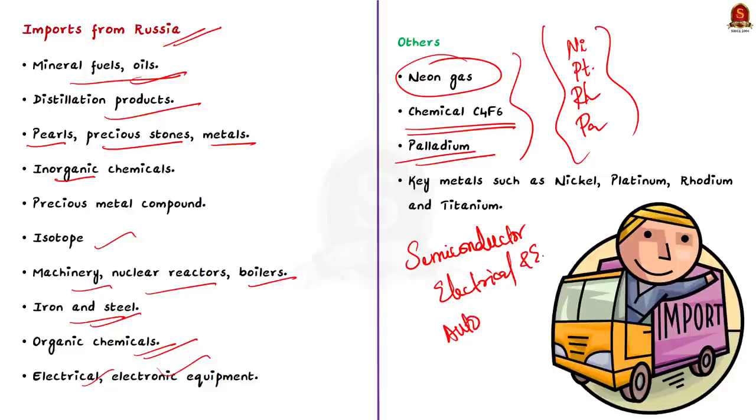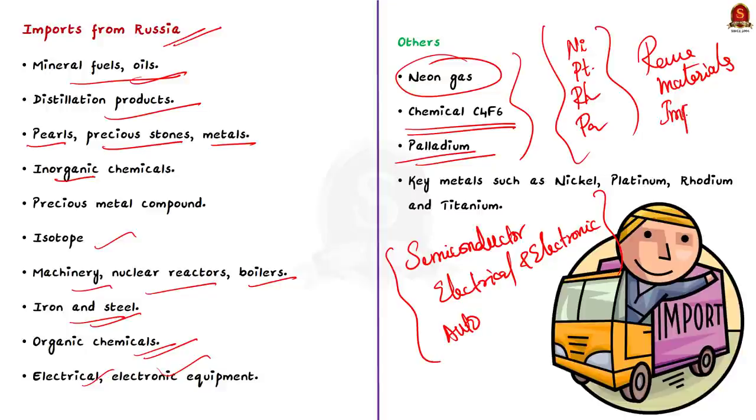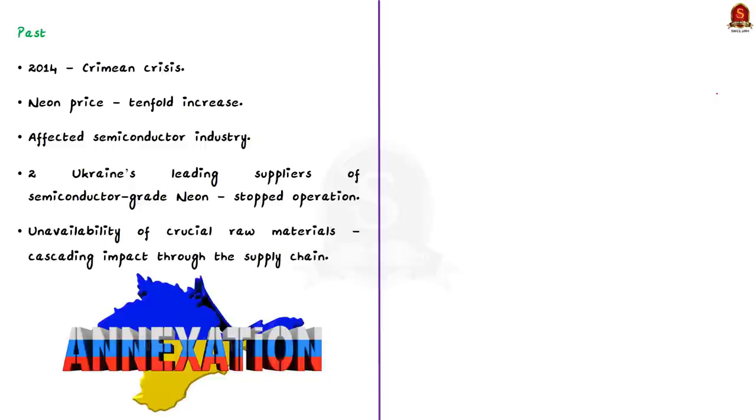See, with this data, we know that India imports many raw materials from Russia and Ukraine. So the conflict in the region will definitely have adverse impact on Indian manufacturing industries. Am I right? So now let us see an example of the past here. See, this was during the year 2014. Do you know what happened in 2014? Yes, you are right. Annexation of Crimea happened in the year 2014.